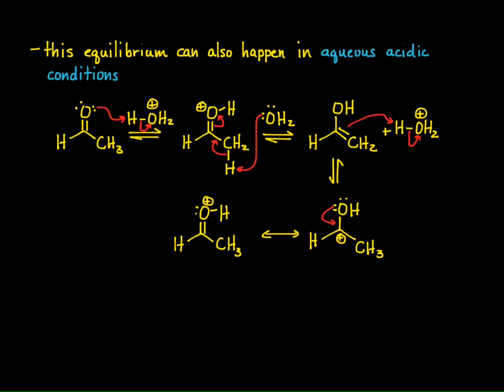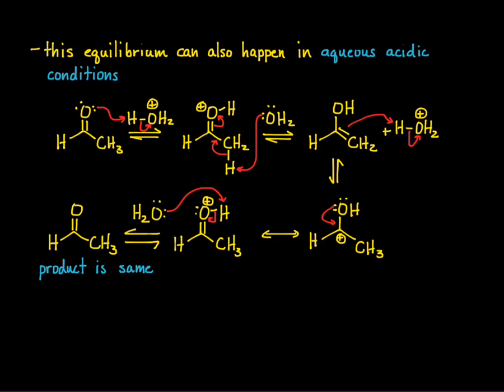So in the resonance structure on the left, all of the atoms have an octet of electrons, and therefore it's the major resonance contributor. And now if you notice, all I have to do is deprotonate the carbonyl oxygen, and I regenerate my acetaldehyde. And so you notice that in both basic and aqueous conditions, the product is the same, in which I go from, in this case, acetaldehyde to its enol form, and then I can go back to the aldehyde form, the enol or keto form, keto-enol tautomerism.